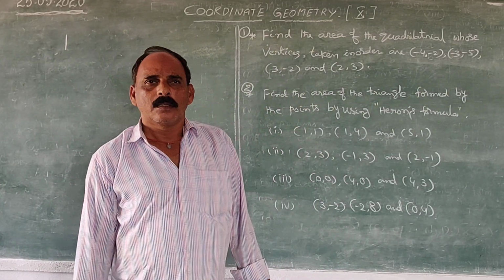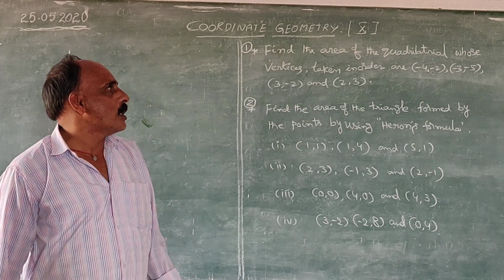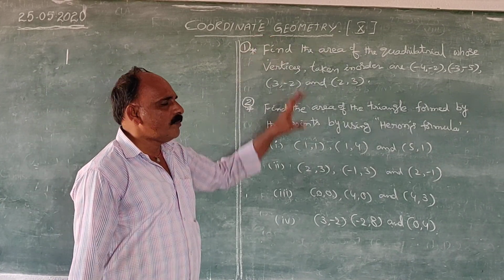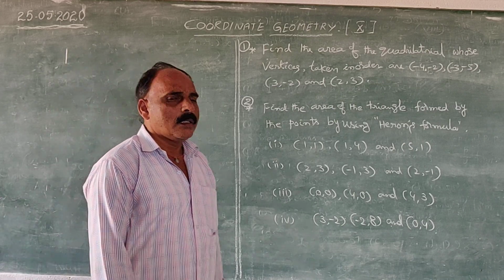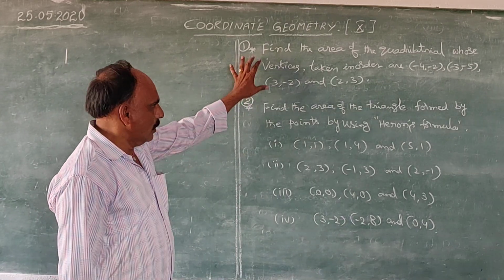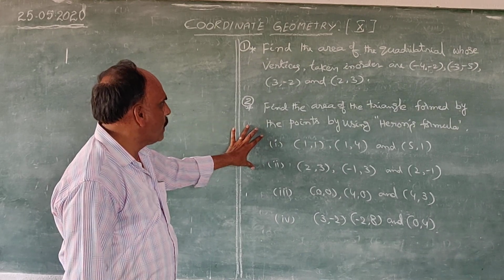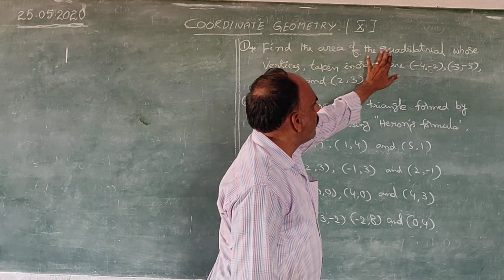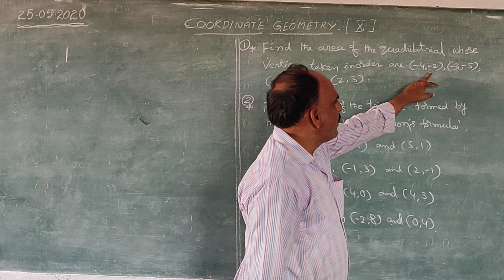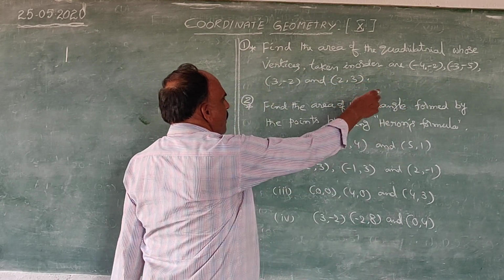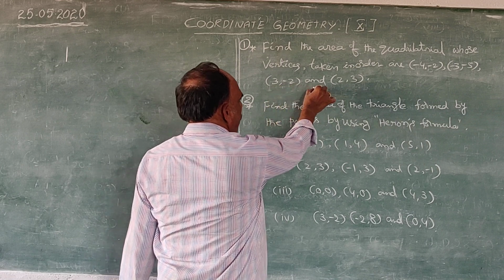Today, we continue the chapter coordinate geometry. Last class explained the area of a triangle. That formula is used to solve problems. Find the area of the quadrilateral whose vertices taken in order are (-4, -2), (-3, -5), (3, -2), and (2, 3).